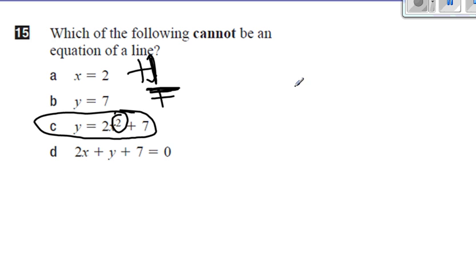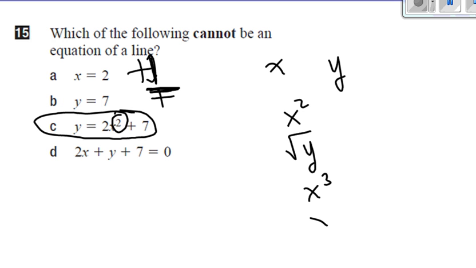Remember that the equation of a line has two variables, often x and y, but not always. And x or y cannot be squared, cannot be square rooted, cannot have another variable like 3 or 7 over 4, and you can't have x or y on the bottom of a fraction. All of those things make you have a non-linear relationship. So here the exponent 2 tells me it's not a linear relationship.